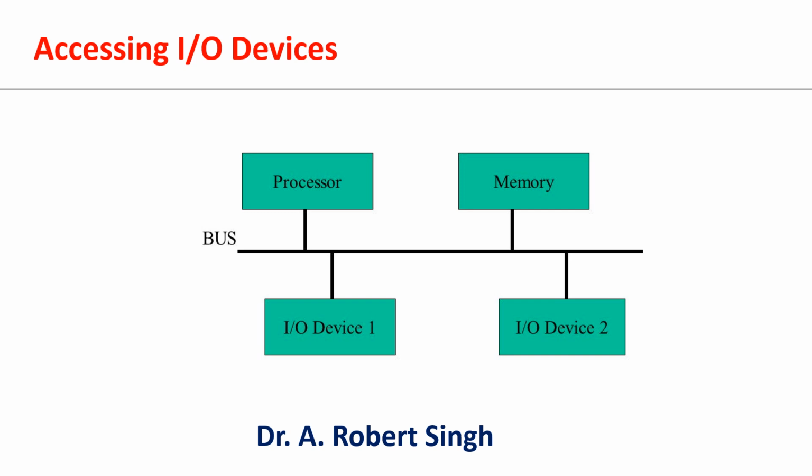Welcome to this video on accessing computer input-output devices. In this session, we will explore how computers communicate with input and output devices, the critical components responsible for interacting with the external world. From simple keyboards and mice to more complex peripherals like printers, monitors, and network devices, input-output devices play an essential role in computer functionality.